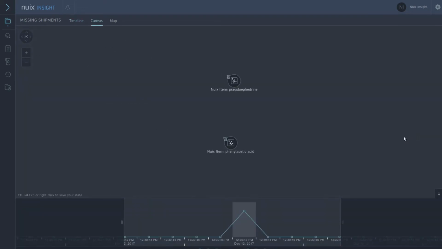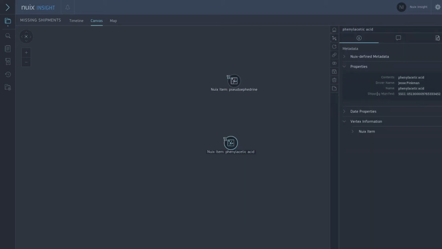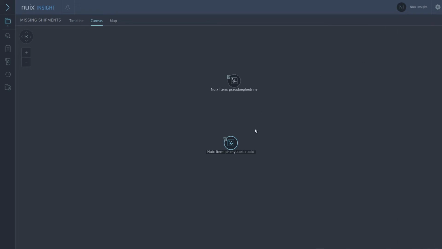If I send those straight to the canvas, we can see that I have two shipments involving pseudoephedrine and phenylalaninic acid. If I go look at the details, we can see that this has pulled out the shipping contents, the manifest and whatnot. That's come from the hazardous chemicals and substances and the driver manifest. So who's got these and who's shipping them. And from the information that we have in our case data, we can start to expand this out.